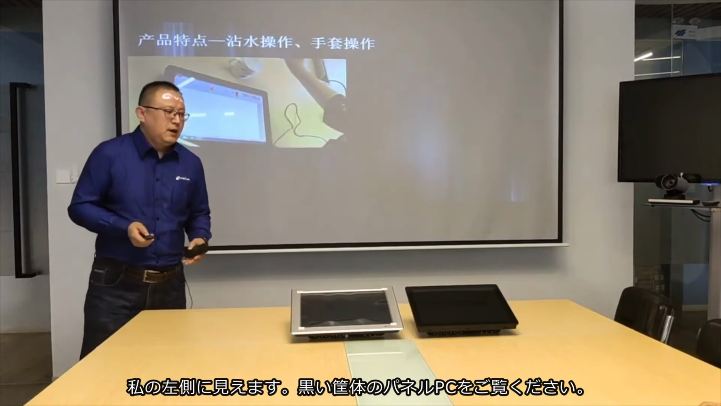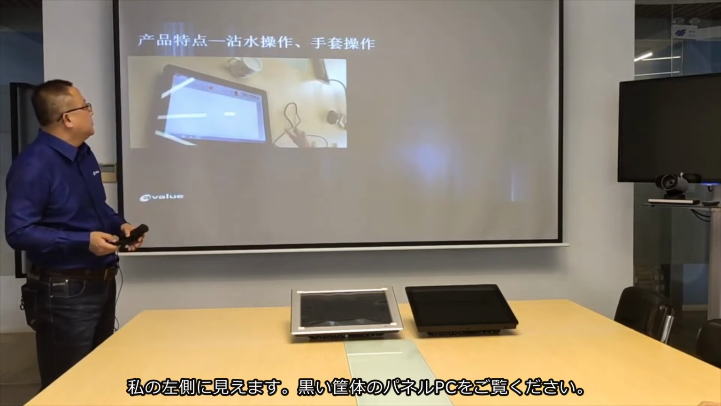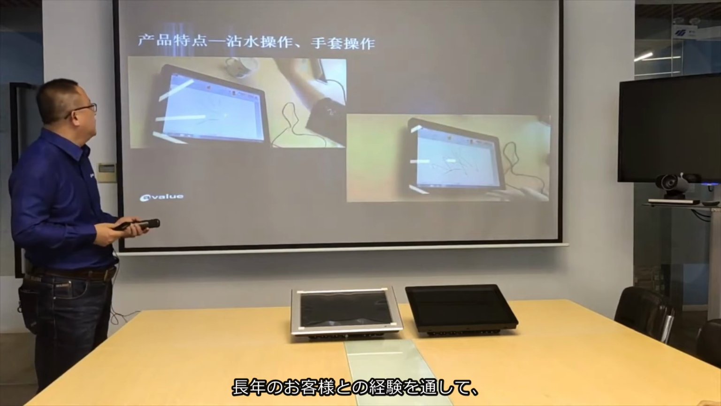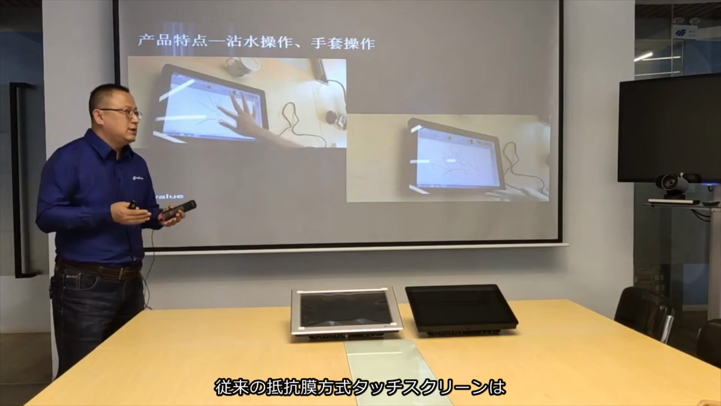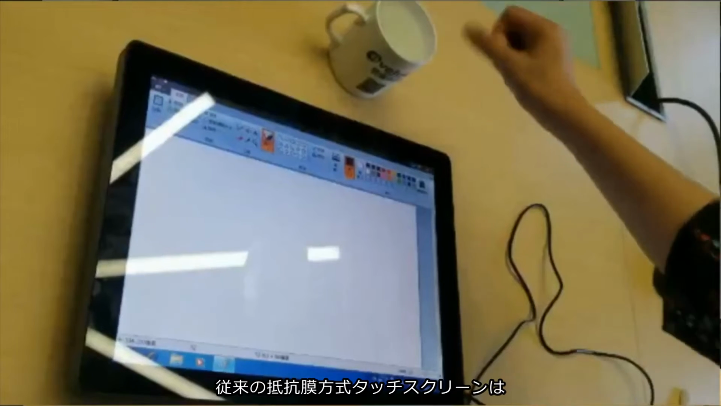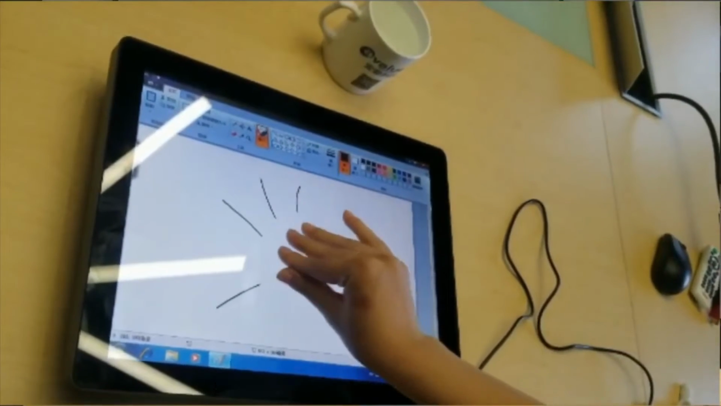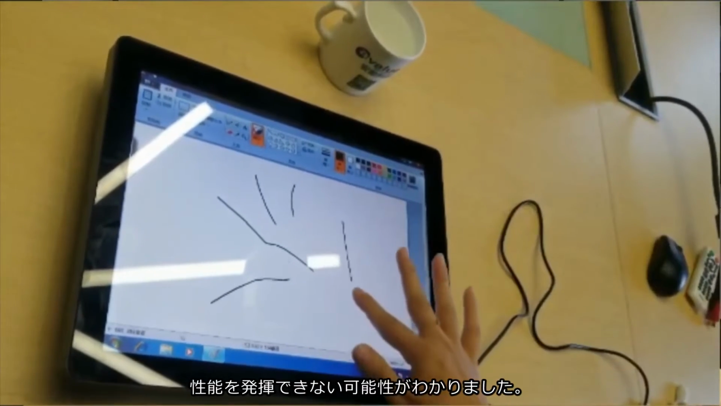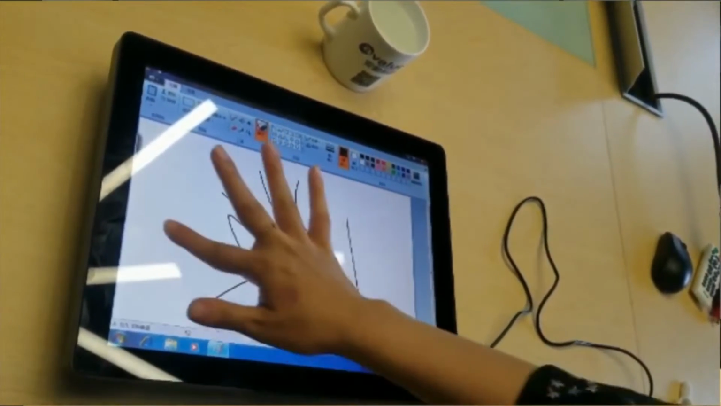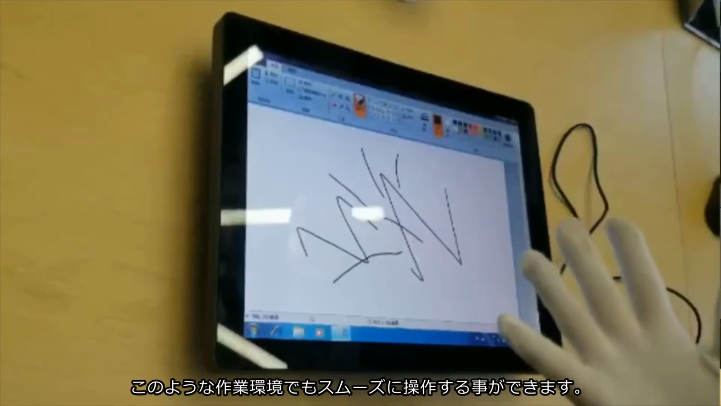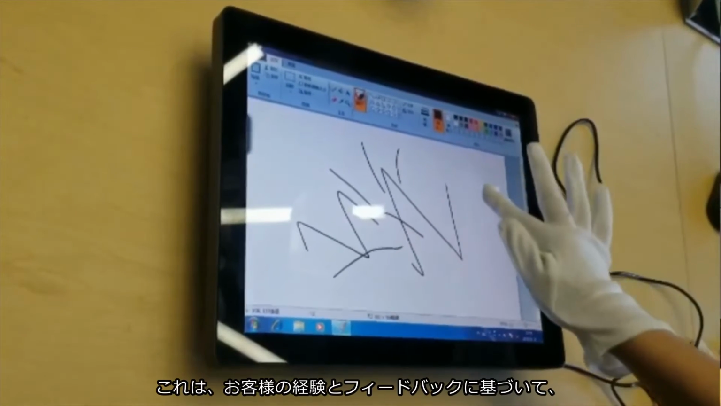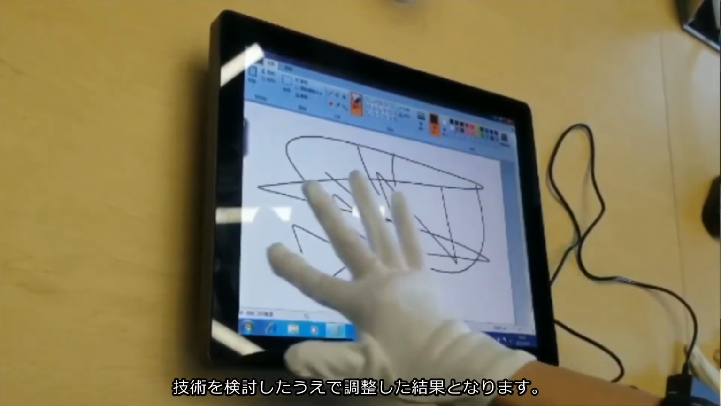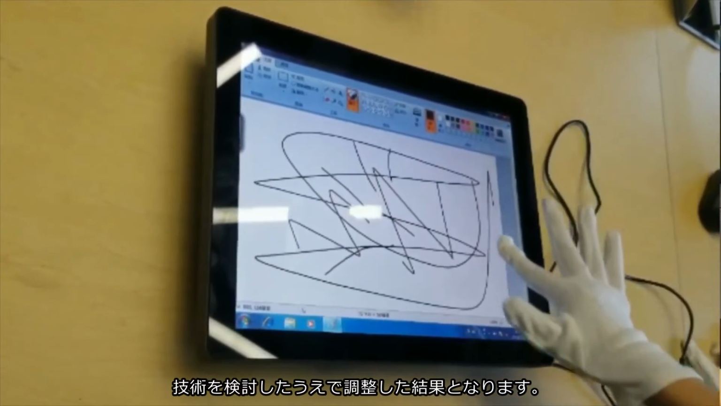Here on my left side, you can see this black-colored computer. The first point I want to mention is that through many years of real-world customer experience, in a lot of situations, you'll find that with a traditional resistive touchscreen, it loses functionality under wet conditions, and also in work environments where gloves are used. But as you can see here, it's still running smoothly. This is because we made thorough industrial and technological adjustments based on our customers' experiences and feedback.